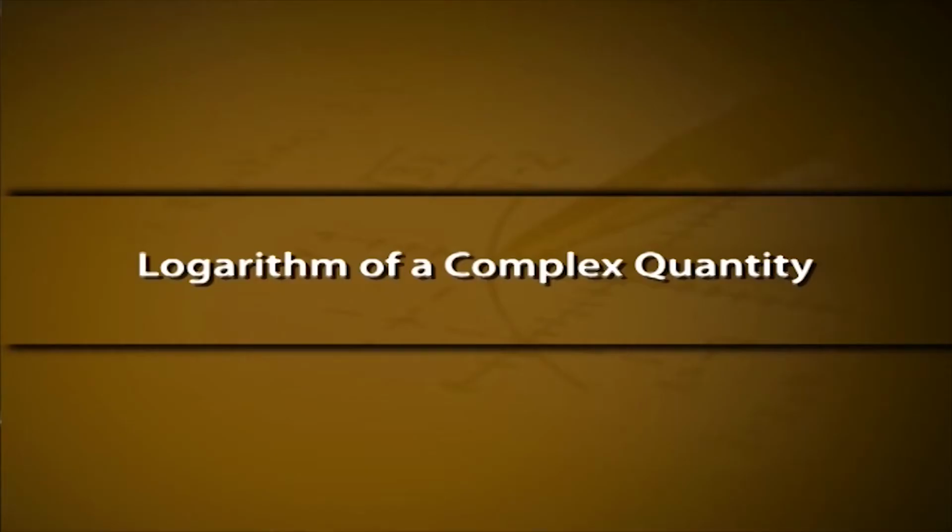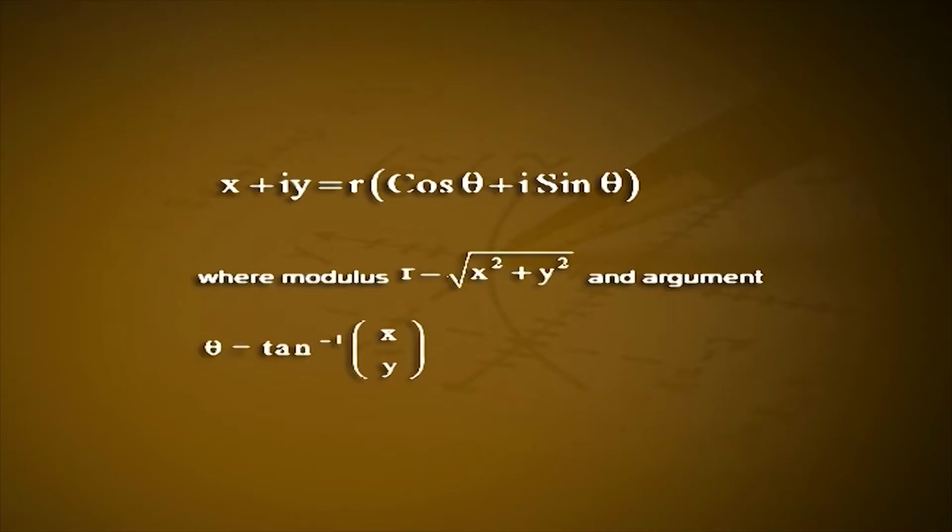Logarithm of a complex quantity. Let x plus iy be a complex number. To find the logarithm of x plus iy, first of all we convert the given complex number into polar form. x plus iy is equal to r into cos theta plus i sin theta, where modulus r is equal to root of x square plus y square, and argument theta is equal to tan inverse y by x.